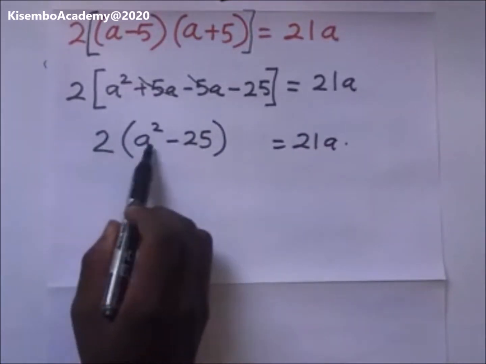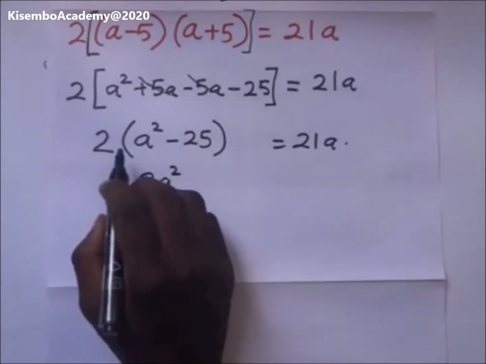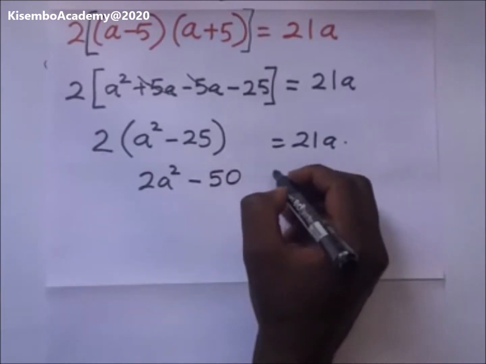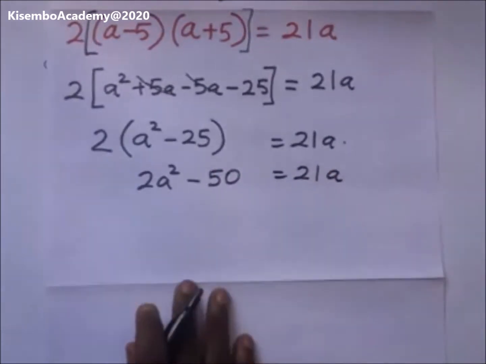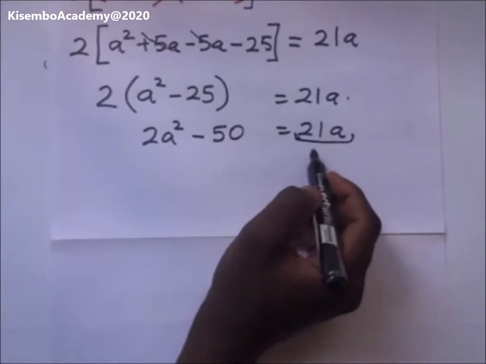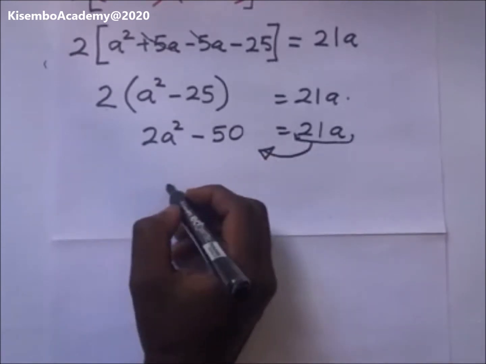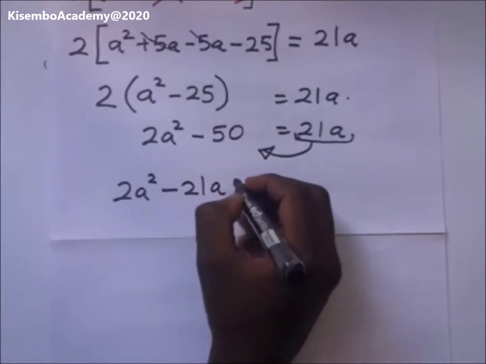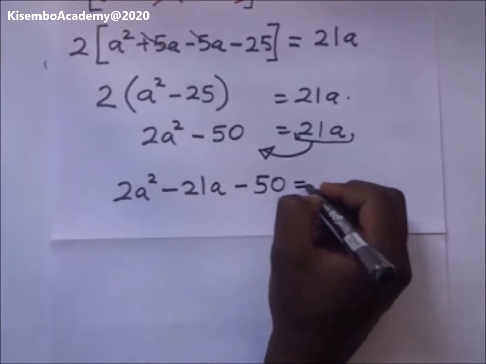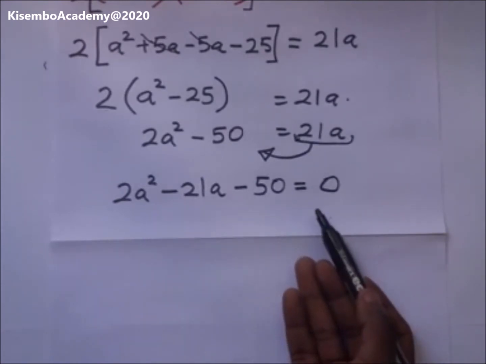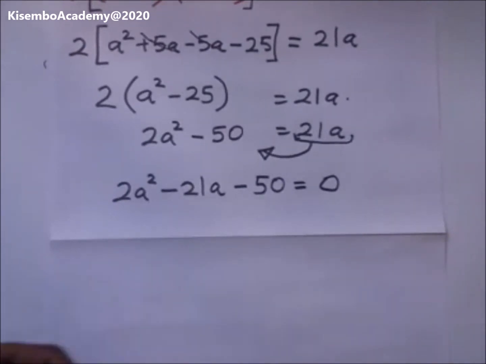So we open brackets here, 2 times a is 2a squared. Then 2 times negative 25 is giving us negative 50, is equal to 21a. So we shall end up with, when we transfer this, remember we want to equate it to 0, we transfer this to come this way, we remain with 2a squared minus 21a minus 50 is equal to 0. So we have formed a quadratic equation in a. So we go ahead and factorize this quadratic equation and find the value of a.